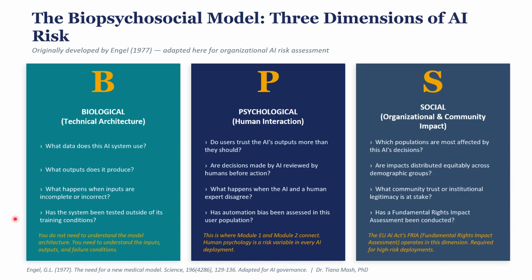Reviewing outcome data shows that the system flags students from lower income postal codes at significantly higher rates than students with equivalent academic profiles from higher income areas. That is a social dimension finding. And it is something that a principal, a superintendent, or a school board trustee can identify without a data science background, right? I mean, you see it.